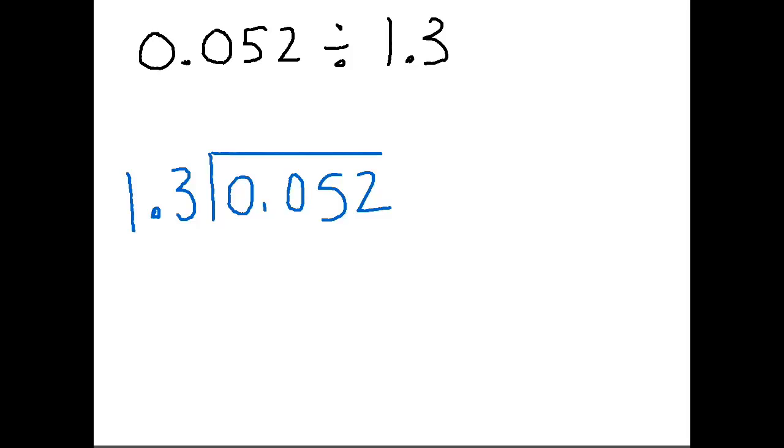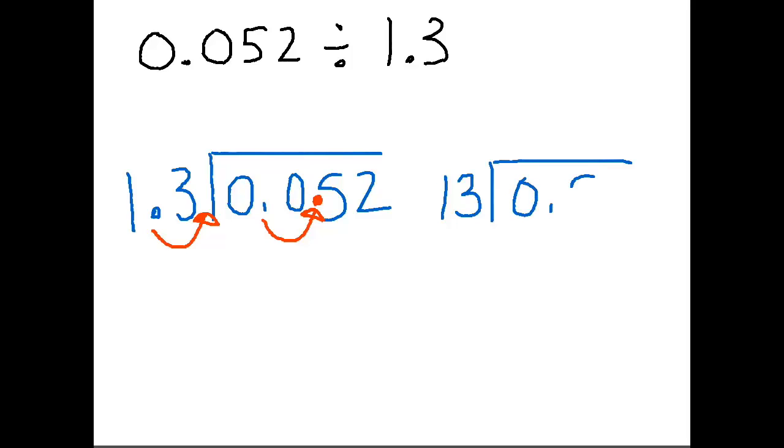So again, we have the same situation. We need to have a whole number divisor. So we're going to move our decimal point over one place to the right, and we'll move the decimal point in our dividend over one place to the right as well. It'll now be between the 0 and the 5. So let's take a look at this problem. When we write it now as 13 as our divisor and 52 hundredths as our dividend.